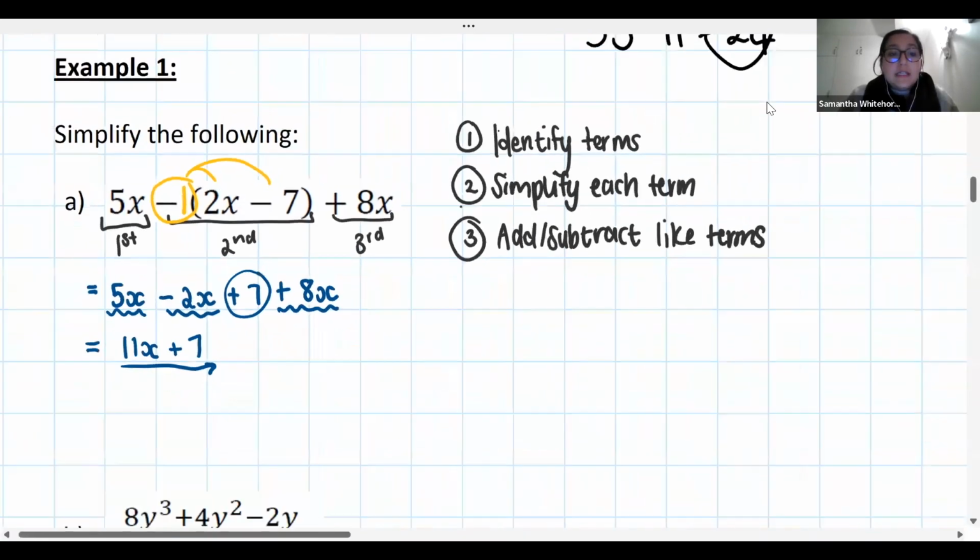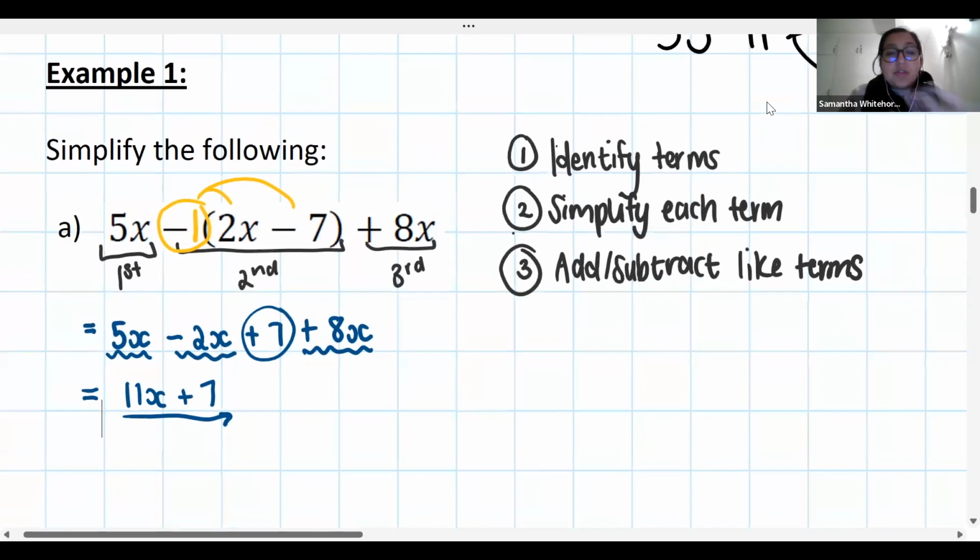Well done, grade 8. Take your screenshots here, and then you're going to have a look at question B. I'm going to help you a little bit, but then you're going to try.